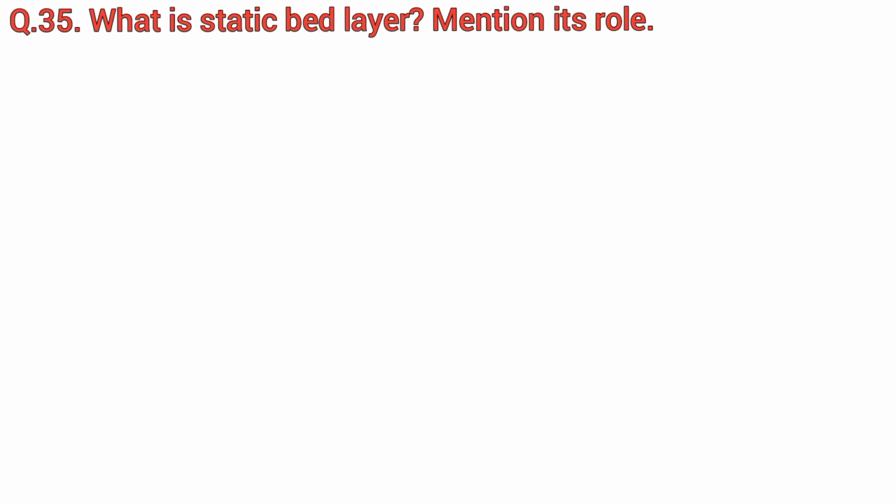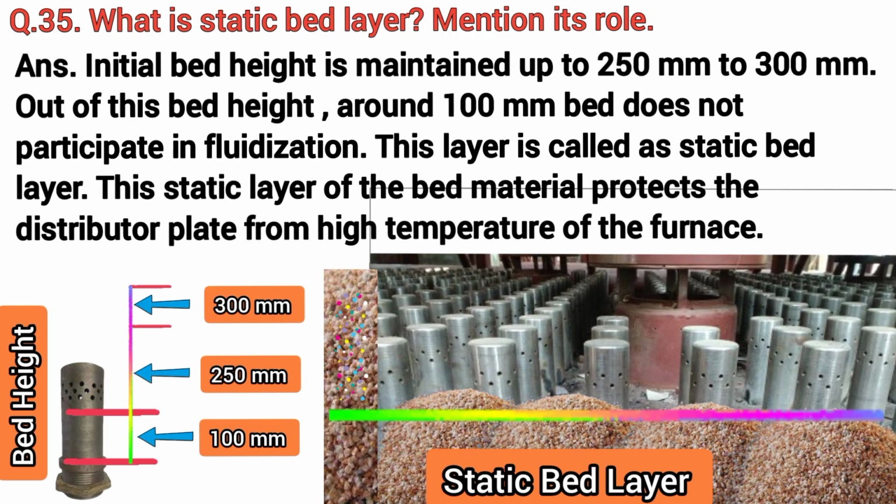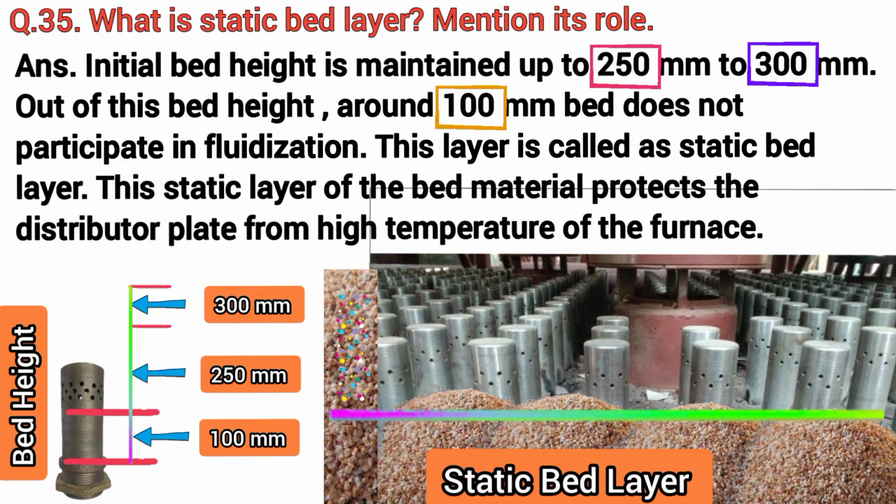What is static bed layer? Mention its role. Initial bed height is maintained at 250 mm to 300 mm. Out of this bed height, around 100 mm of bed does not participate in fluidization. This layer is called the static bed layer. This static layer of the bed material protects the distributor plate from the high temperature of the furnace.